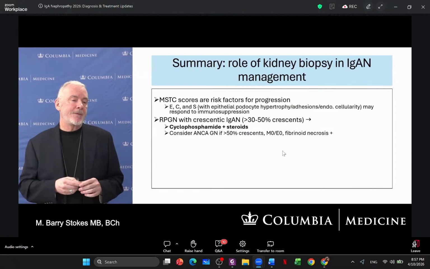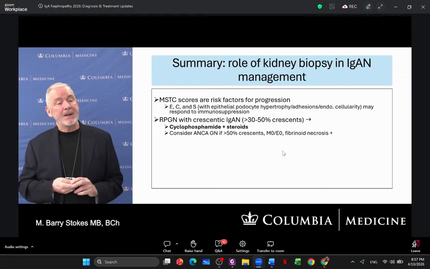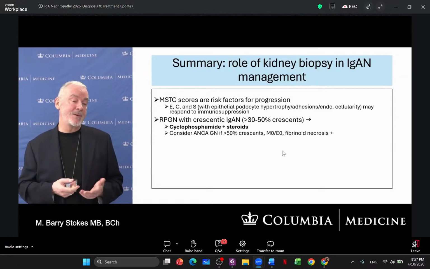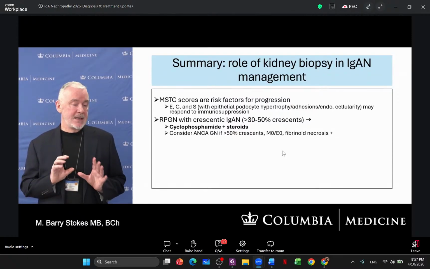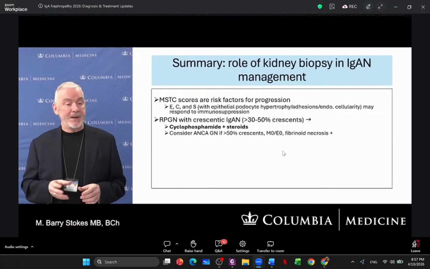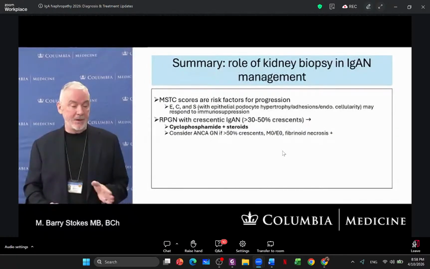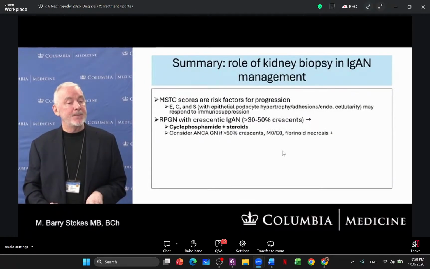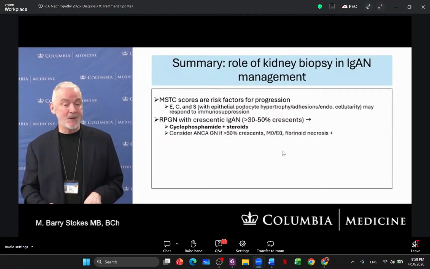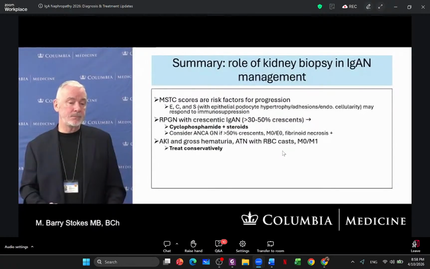The scenario of patients presenting with crescentic IgA nephropathy and RPGN, those patients typically are treated with immunosuppressive therapies such as cyclophosphamide and steroids. But we should always, I think, keep in mind that you can have IgA nephropathy with crescents, but you can also have ANCA vasculitis in patients who have incidental IgA, and they should probably be treated differently, or at least classified differently.